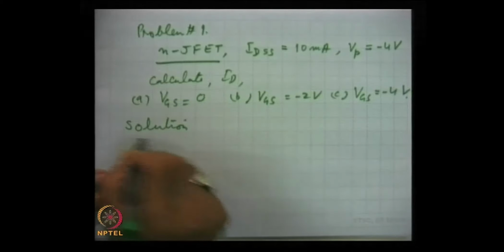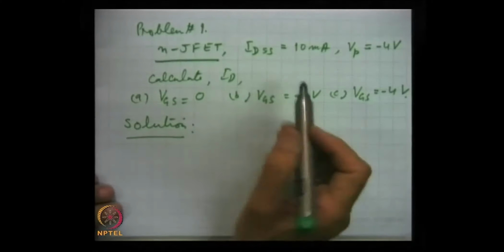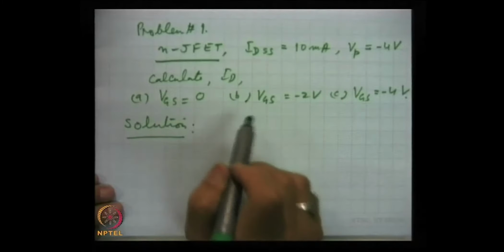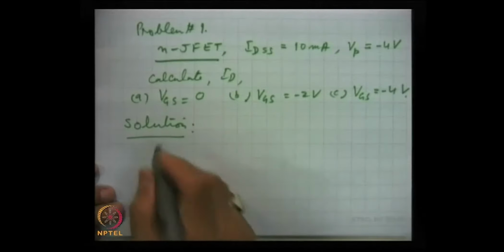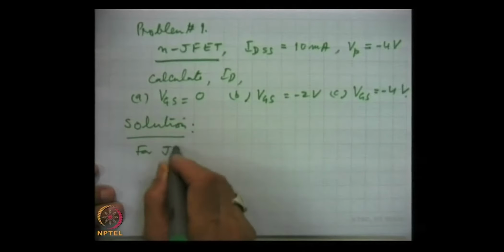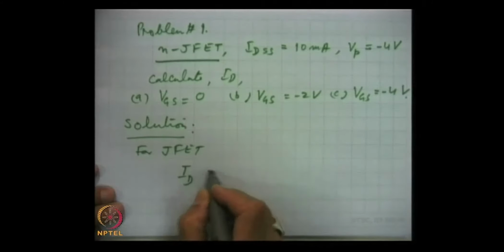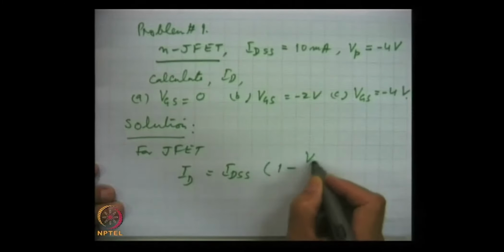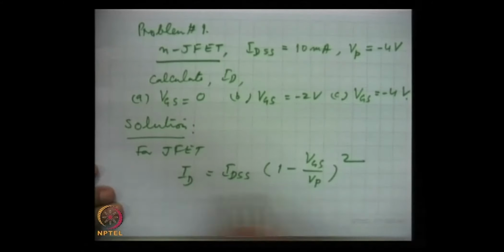Now, we talk about the solution. Obviously, the device is working in the saturation region, where for a JFET the drain current is given by ID equals IDSS times 1 minus VGS over Vp, squared. This equation we are supposed to use.